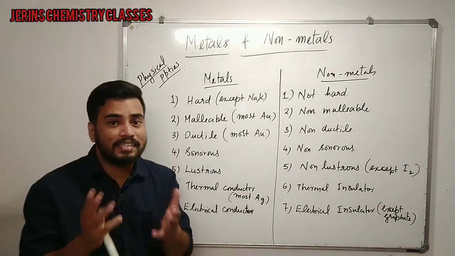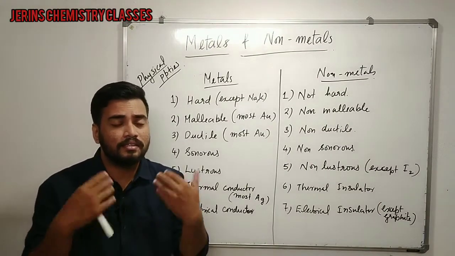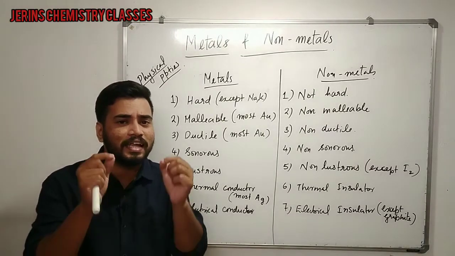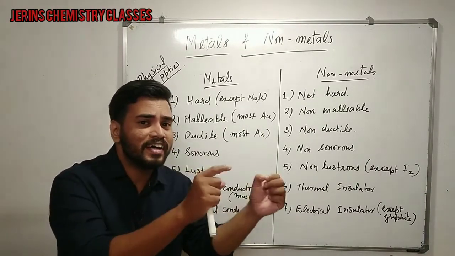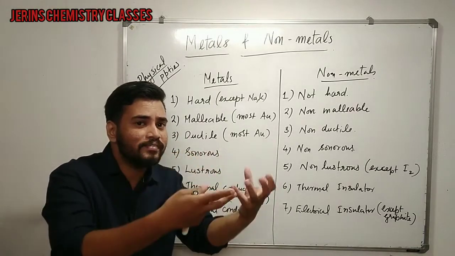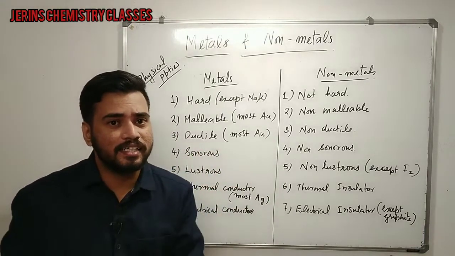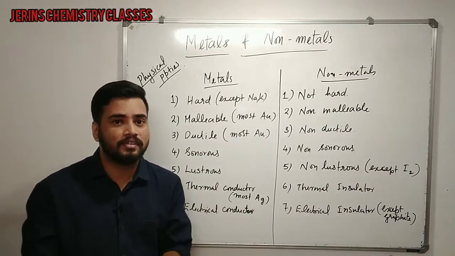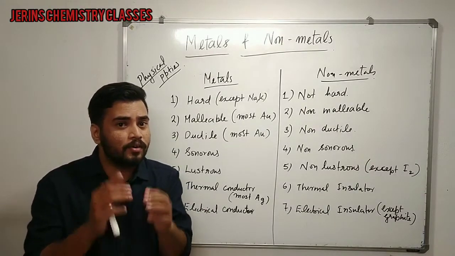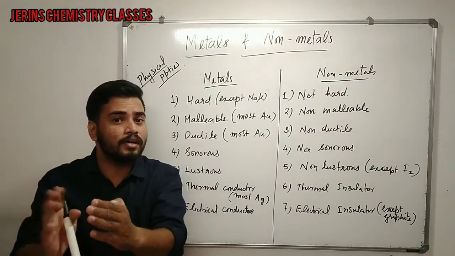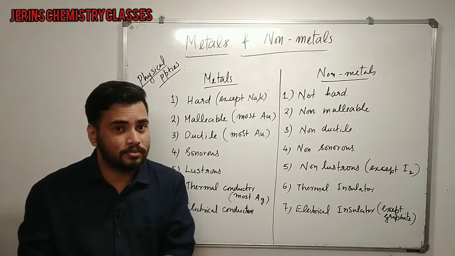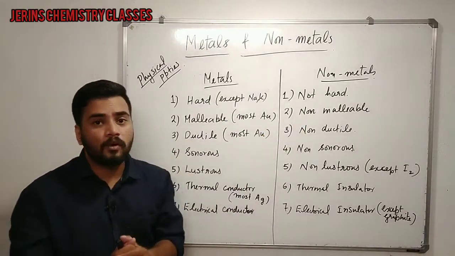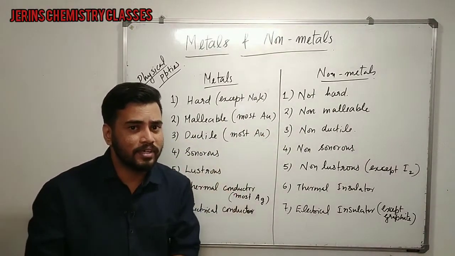The third property is ductile. Metals are ductile in nature, or you can say metals have the property of ductility. What is the meaning of ductility? Ductility means we can make metals into thin or fine wires. The most ductile metal is gold itself. So gold has one particular property: it is the most malleable metal as well as the most ductile metal. Non-metals are non-ductile. We can't make them into thin wires.